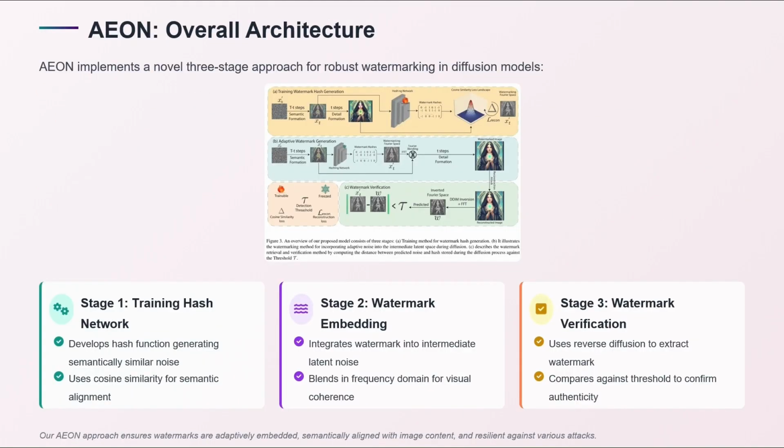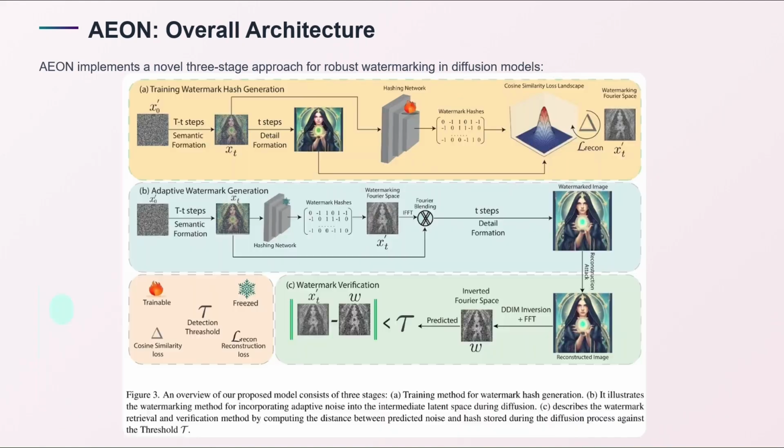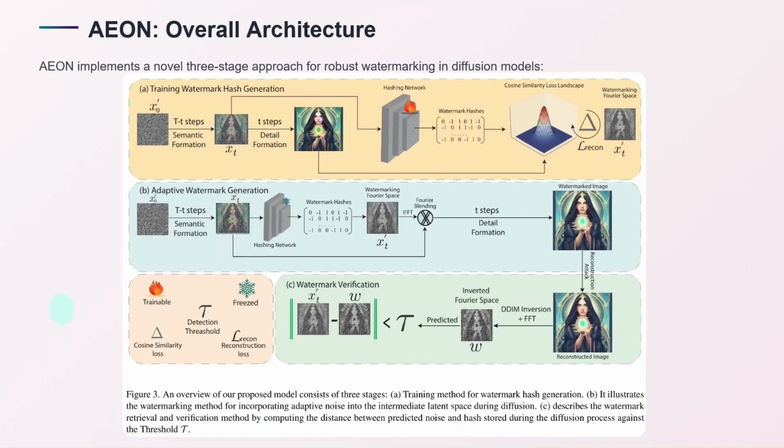So AEON consists of three stages. In the first stage, we train the hash network. In the second stage, we embed the watermark. In the third stage, we verify the watermark. In the first step, we have a hashing network that is trainable, and we take in HT, that is intermediate noise, with T the injection timestamp, where we take XT from the intermediate noise, and then we use this XT to train the hash network, and with the hash network we generate a hash that is trained with different loss functions that will be discussed later.